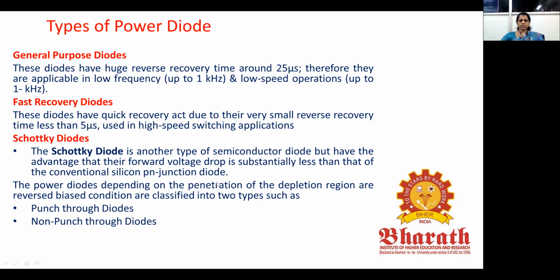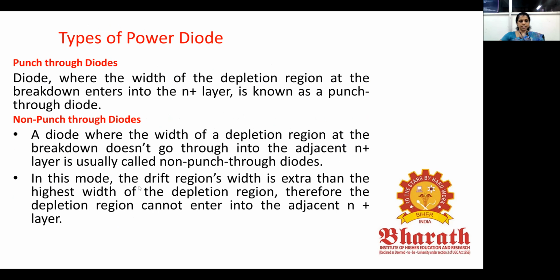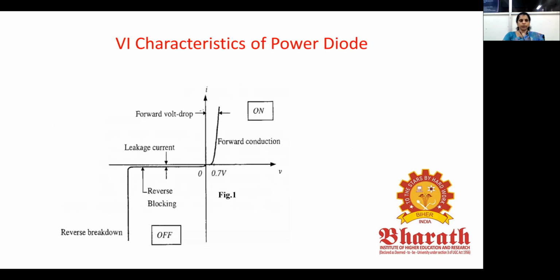This diode is also classified into different types based upon the depletion region: punch through diodes and non-punch through diodes. Punch through diodes are those where the width of the depletion region at breakdown enters into the N plus layer. And non-punch through means the width of the depletion layer at breakdown does not go through into the adjacent layers. So those are the definitions of punch through and non-punch through diodes.